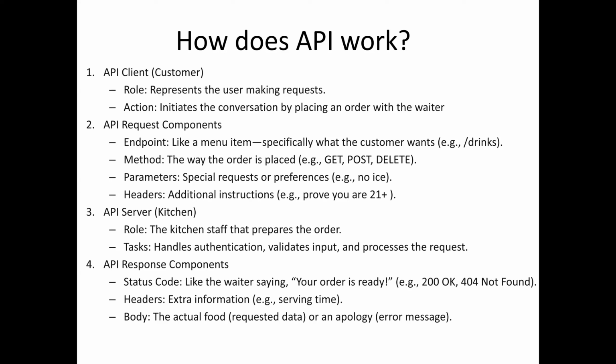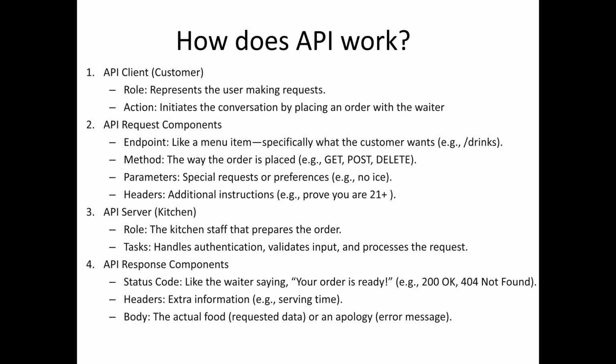And then once the food is ready, the waiter will come back to you, telling you your order is ready, and serve you the food that you ordered. Or in other cases where the food you ordered is out, the waiter will come back and tell you that the food is not ready. And usually it will also provide you an excuse or apology in the response body. So in this case, you might want to change your API request and place another order.